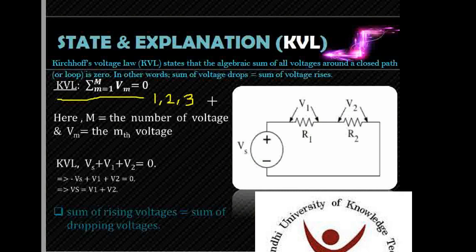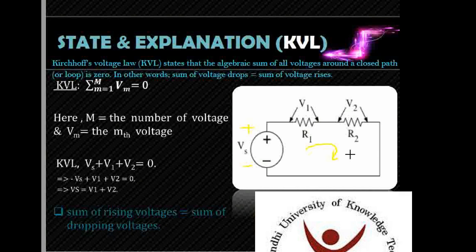Here we have considered a circuit where Vs is the source of voltage. This is a source of voltage having plus and minus, which means it is a DC voltage. Here there are two voltage drop components, R1 and R2. Across R1 there will be a voltage drop of V1 and across R2 a voltage drop of V2. Let us try to apply KVL in this loop. You can see this is a closed loop.